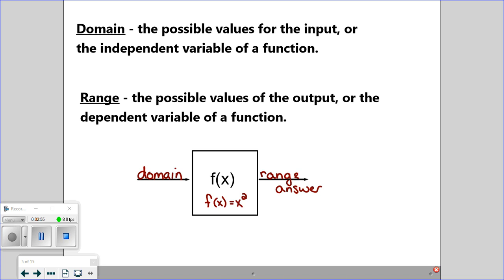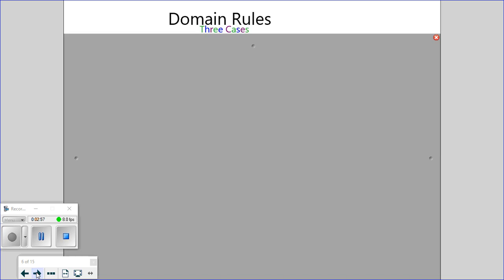This next page is something that I'm going to refer to daily or every other day for the rest of the semester, and that is our domain restrictions. We have 3 of them today that we are going to add. Later on in the semester, we'll add one more type of function that has a domain restriction, but these are your 3 basic ones.